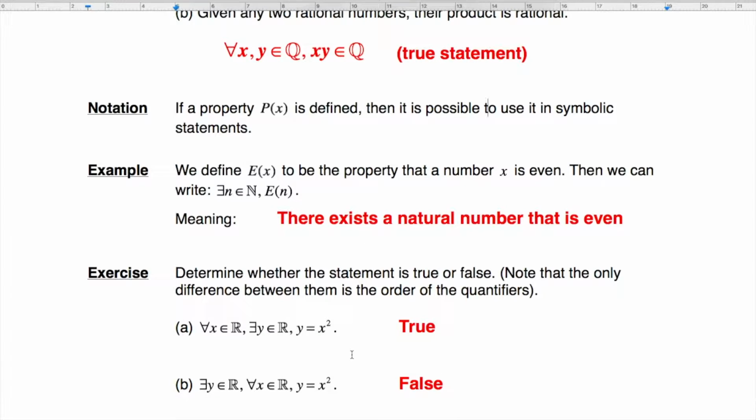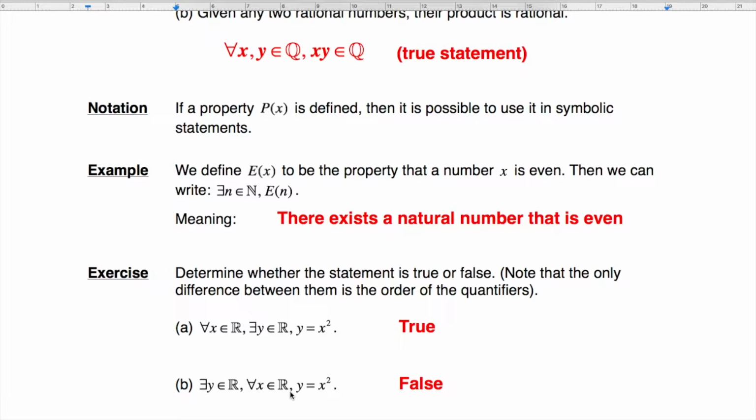Now here we have a final exercise which really draws our attention to the fact that the order in which we write statements is very important. Determine whether the statement is true or false. And note that the only difference between A and B is the order in which the quantifiers are written. Here it's for all x in R, there exists y in R such that something, and here it's there exists y in R such that for all x in R, something.